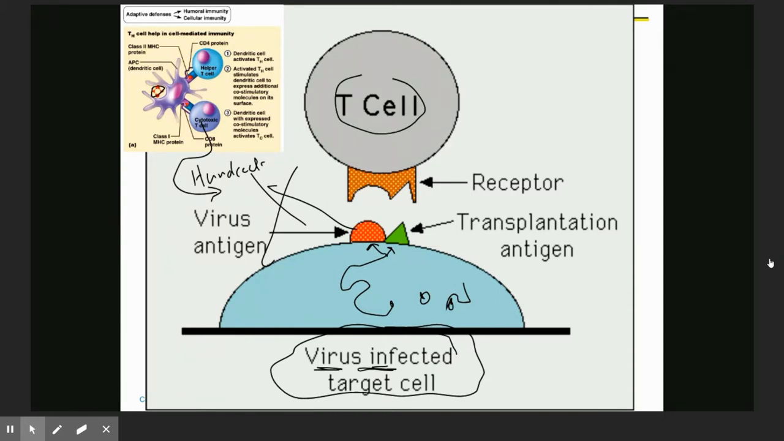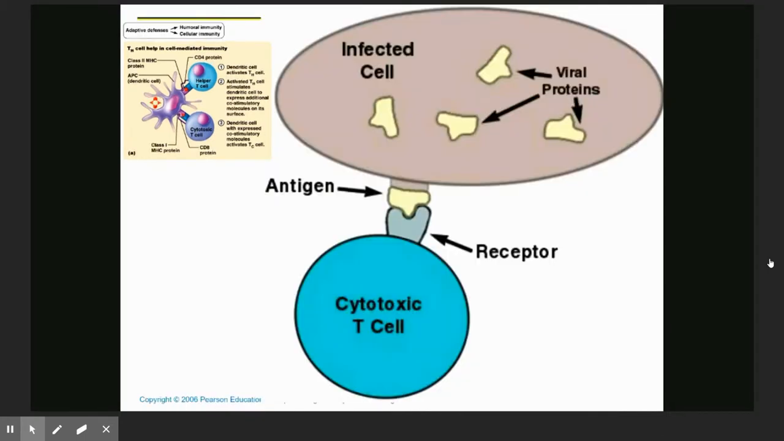And then remember, this is a CD8, and this is MHC class 1. They fit. And what's going to happen then is that T cell is going to destroy this infected cell. It's going to kill it. Does it make sense? Anyone have any questions?